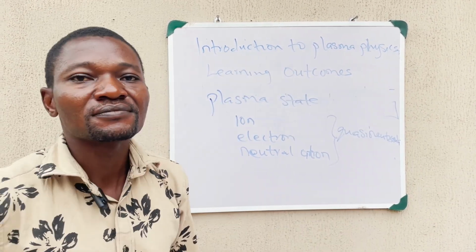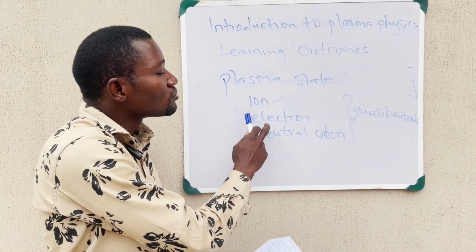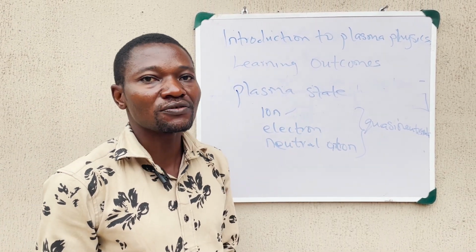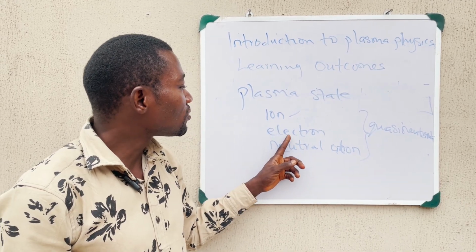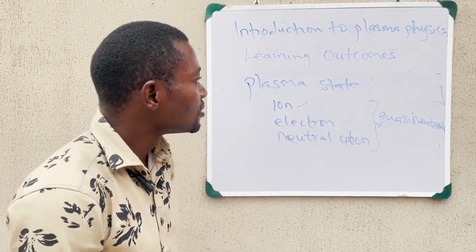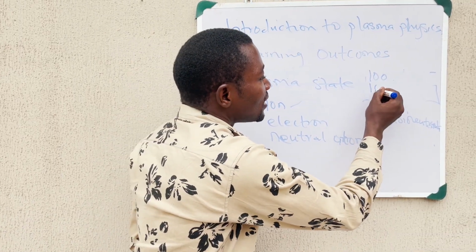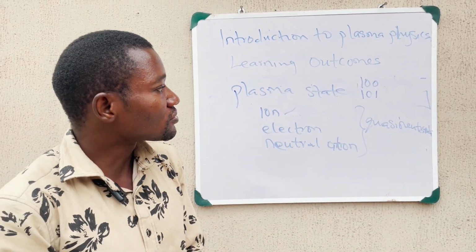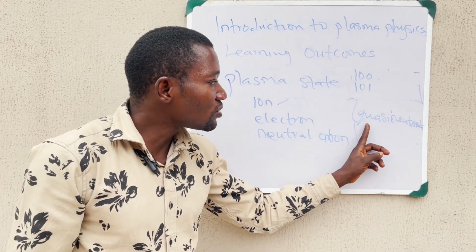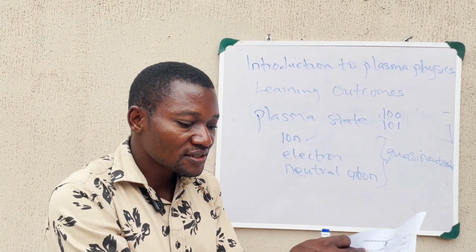What do we mean by that? In plasma, the number of ions is almost equal to the number of electrons, with the presence of some neutral atoms. And because the numbers of ions and electrons are almost the same, we call it a quasi-neutral system. For instance, if you have 100 electrons in the system and 101 ions, you discover that they are almost the same. Because of the small difference, we say it is quasi-neutral. So plasma is a quasi-neutral system.